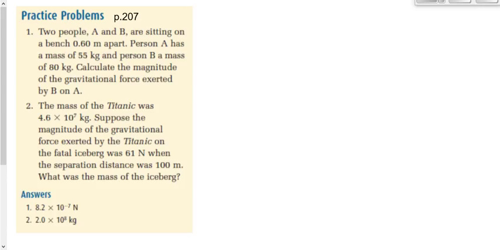Let's take a look at our questions that we had for homework over the weekend, page 207, number 1 and 2. We're going to do both of them here, starting with number 1. It says two people, A and B, are sitting on a bench this far apart. Here's their masses. We want to find the force of gravity exerted by B on A.